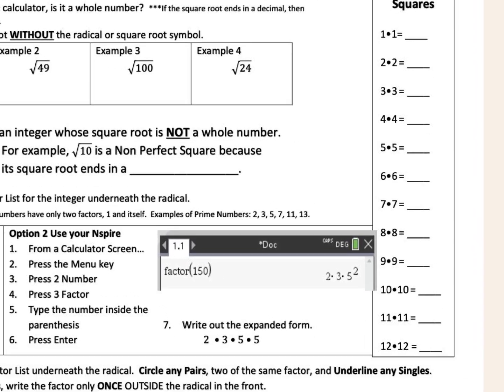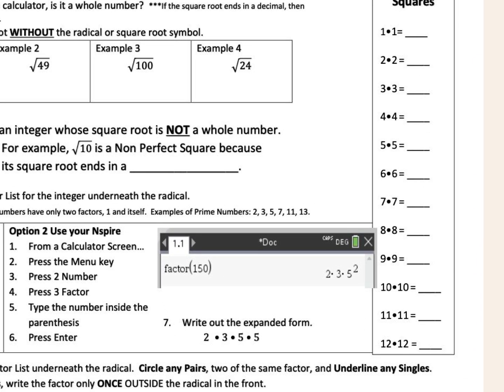So, list of perfect squares. 1 times 1 is 1, and 2 times 2 is 4, and then we have 9, 16, 25, 36, 49, 64, 81, 100. This is actually 121 and 144.